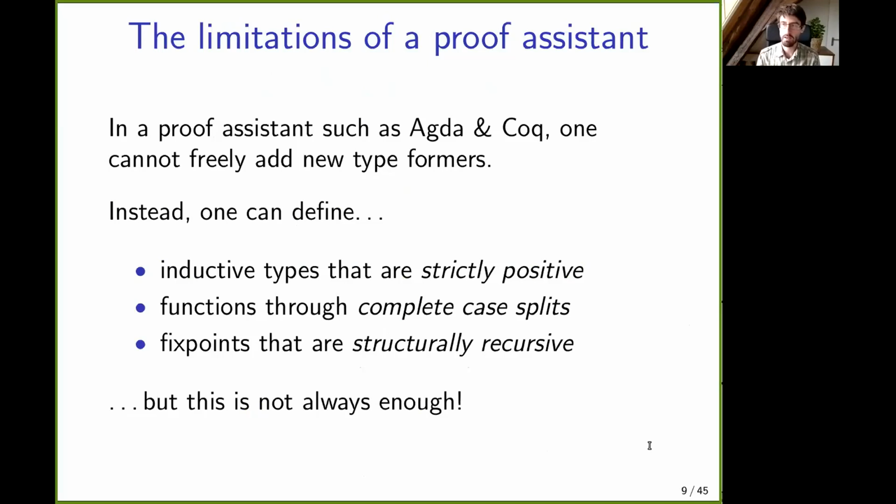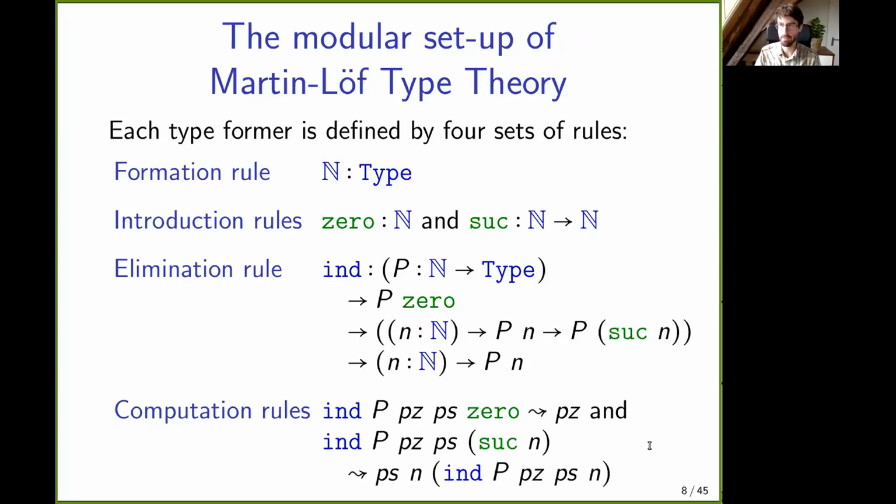However, typically if you work in a proof assistant, so Coq or Agda, you're not doing this directly. You're not giving these four sets of rules directly. And the reason for that is, well, that would be very unsafe. It's very easy to abuse this format and define something that renders the whole system unsound.